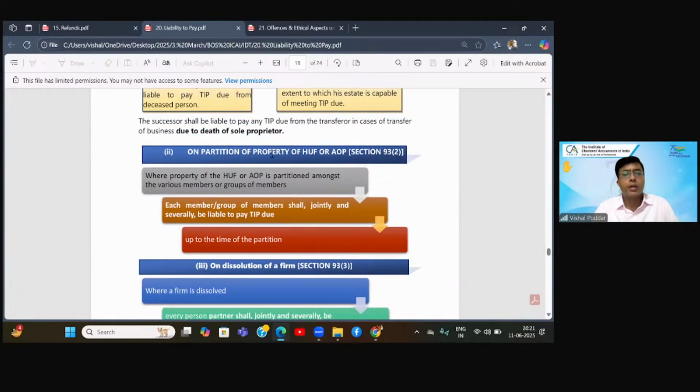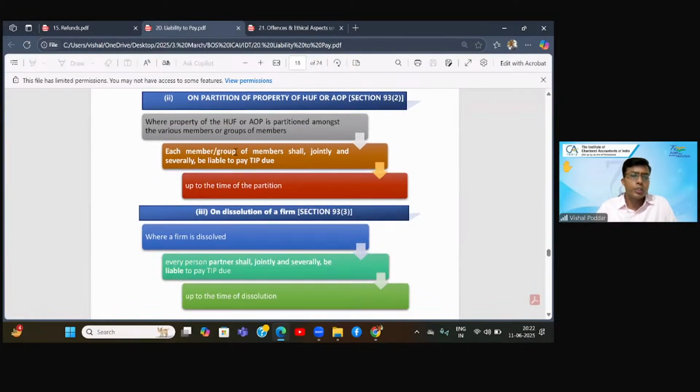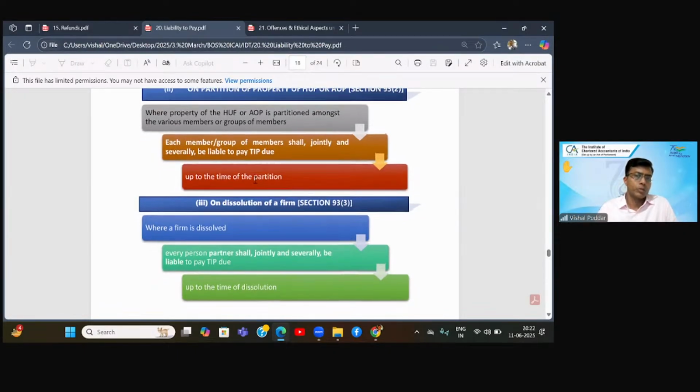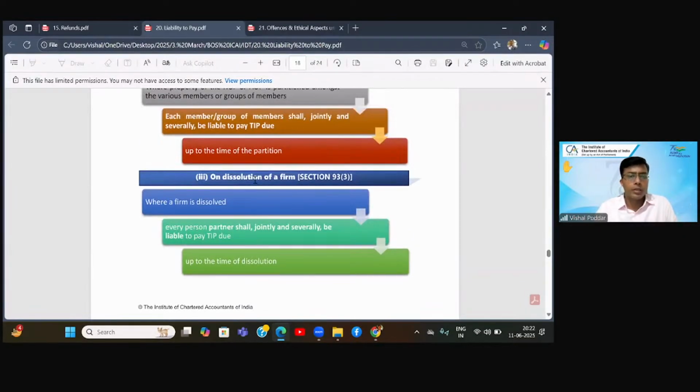Next, on partition of property of HUF or AOP. So we all understand this partition of a Hindu undivided family. Now, if there is a partition of HUF or there is a partition of AOP, what happens? Where the property of HUF or AOP is partitioned, so it is divided between the members of the family or between the AOP members, then each member shall be jointly and severally liable to pay the tax, interest, and penalty due up to the time of partition. So where you are getting a share in the property of HUF or AOP, you are liable to pay the tax, interest, and penalty.